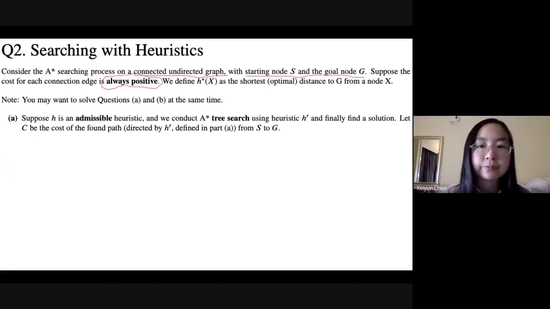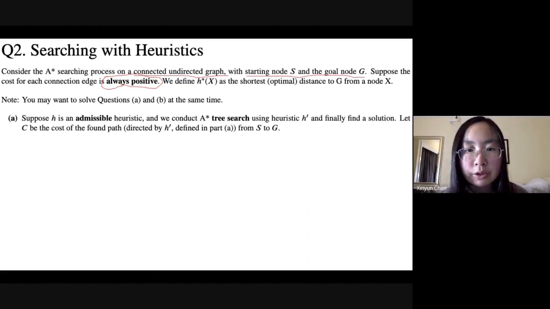So basically it means that when we design the heuristics, it will definitely be no less than 0, or otherwise it will never be a good heuristic, because we can just set the heuristic to be 0. And we define H star as basically the best heuristic we can get.